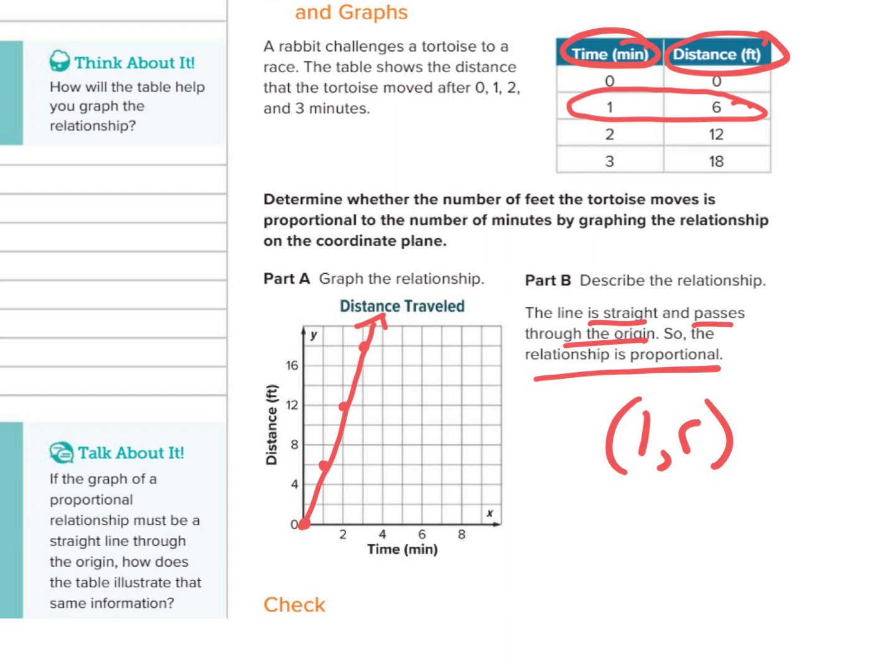So another way to say that is 6 per 1, right? So 6 feet per 1 minute. And that's how we get our unit rate. And again, if we looked at it on the graph, I'll just use a different color here. That would be this point right here. Okay, so again, just referring to that (1, r), again, talking about the unit rate.